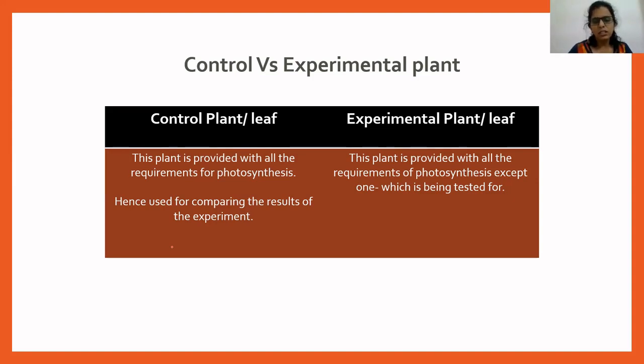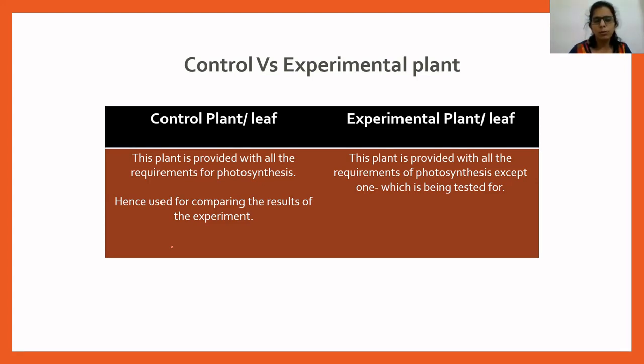Fine. And generally the purpose of keeping this control setup in the experiment is so that at the end of the experiment we can compare the result. Okay, because the control setup will always give the positive result of the test. Okay, and in the experimental setup whatever result we are getting, we can match it with the control result and find out whether our experiment is successful or not. Okay, so we use control plant or control leaf for comparing the results of the experiment.